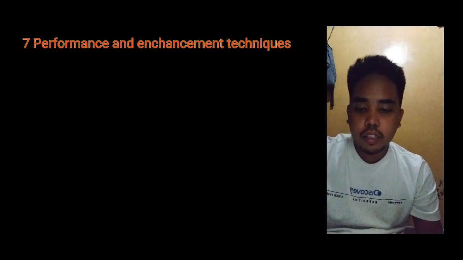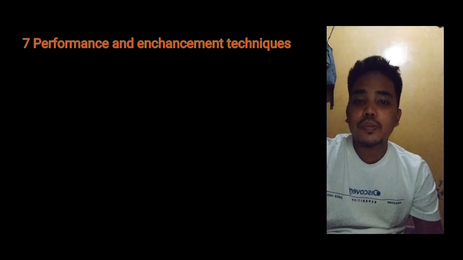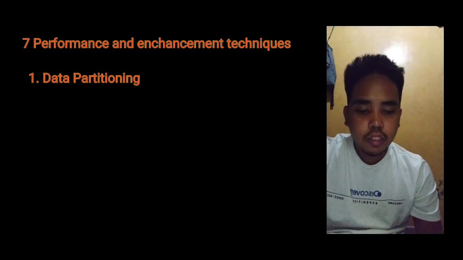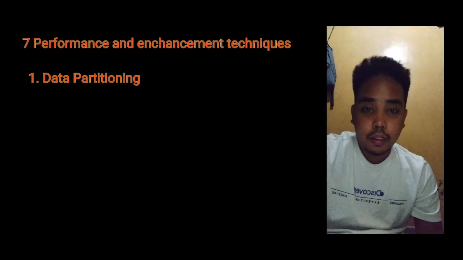Performance and enhancement techniques. So there are 7 performance and enhancement techniques. First is data partitioning. It is a technique of distributing data across multiple tables, disks, or sites in order to improve and increase database manageability.